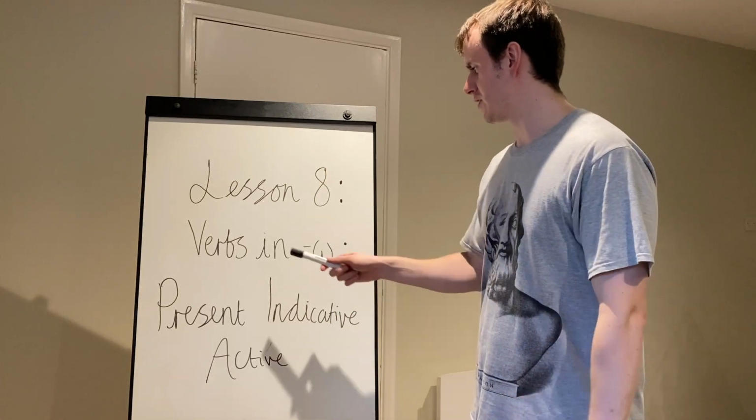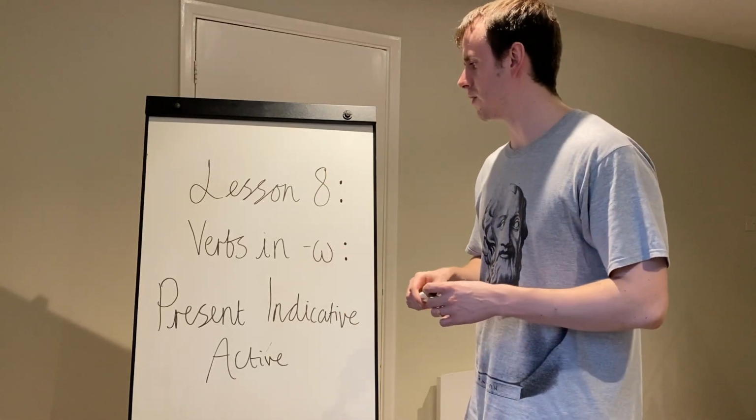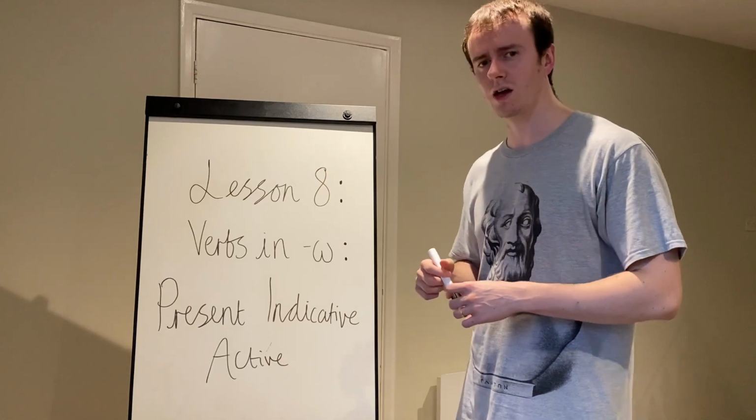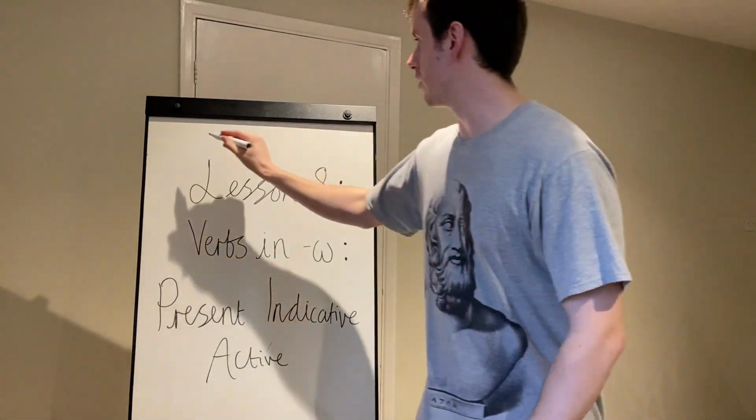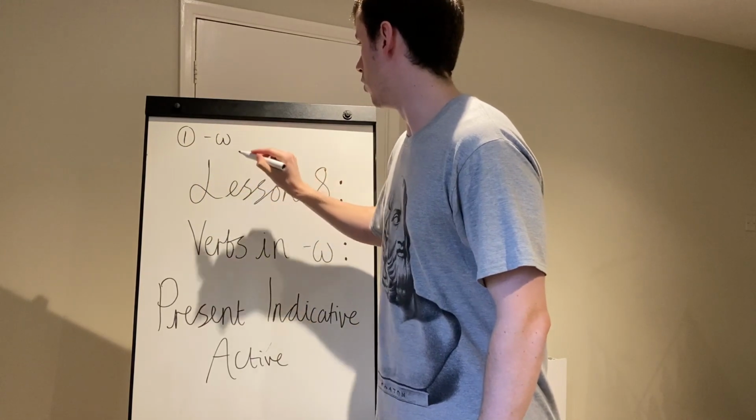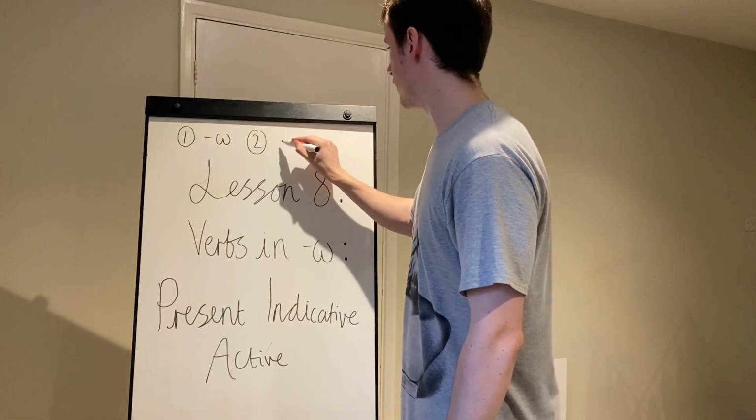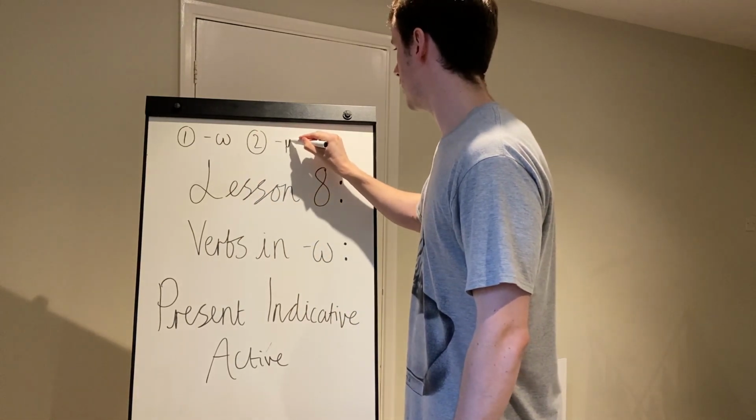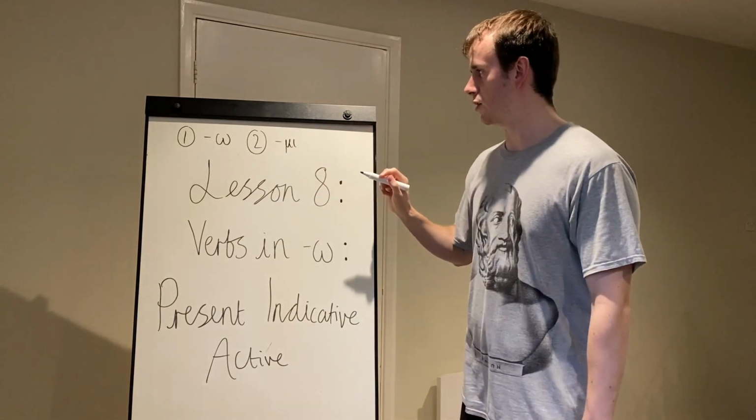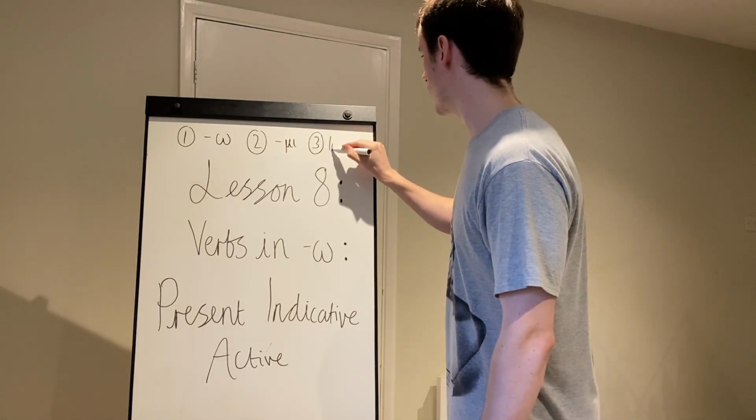Now I don't expect any of this to mean anything to you yet, but I'm going to begin by saying that there are 3 categories of verbs in Ancient Greek. Firstly, there are verbs ending in ω, that is, omega. Secondly, there are verbs ending in μι, that is, mu iota. And thirdly, there are irregular verbs.